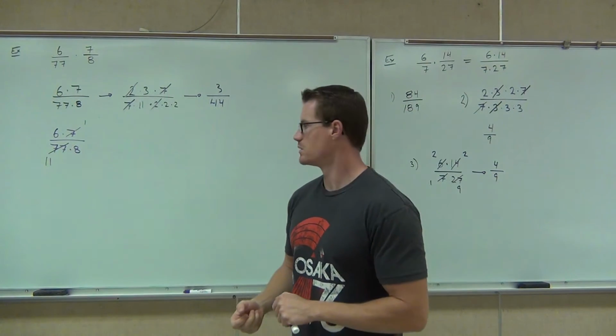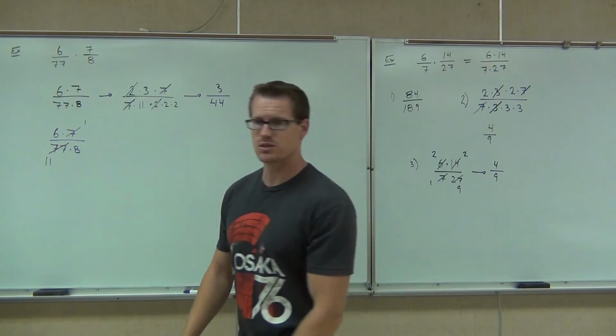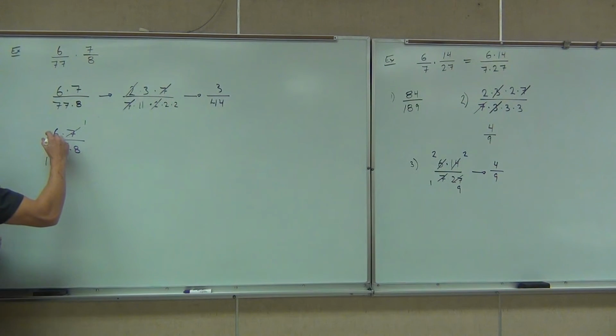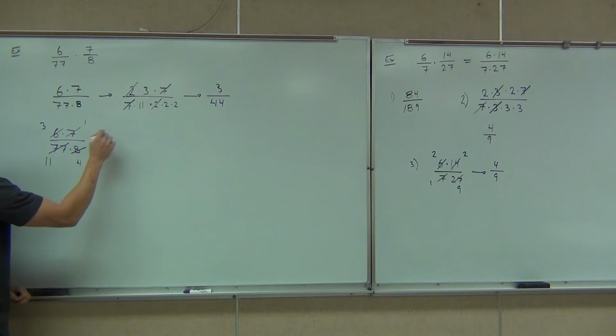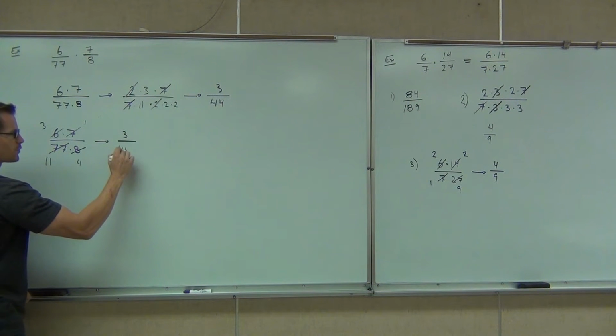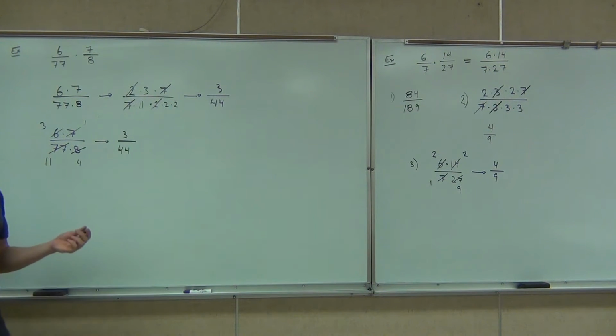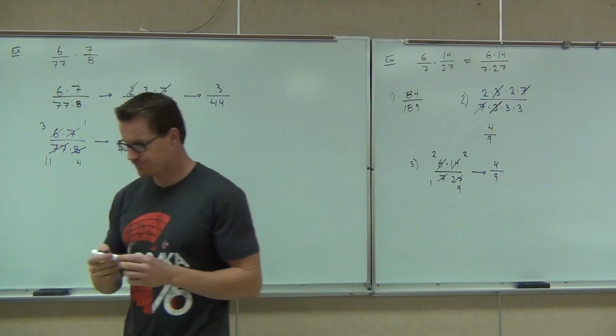Yeah, 2. Yeah, 6 and 8. 6 and 8 share a factor of 2. Let's divide by 2, bless you. If we divide 6 by 2, so 6 divided by 2 is? 3. 8 divided by 2 is? 4. Are we going to get the same thing? Yes. Yeah. 3 times 1 is 3. 11 times 4 is 44. We get 3 over 4. Either way we do this, we should end up with the same answer. We have to. It's math. There's only one of them.